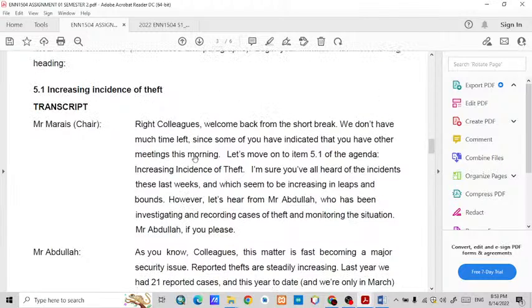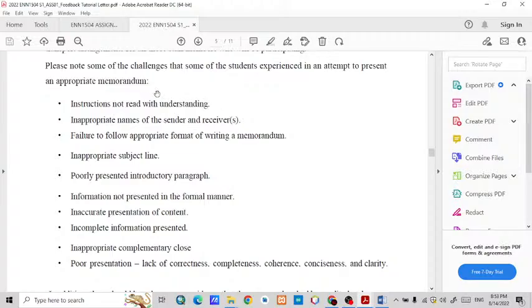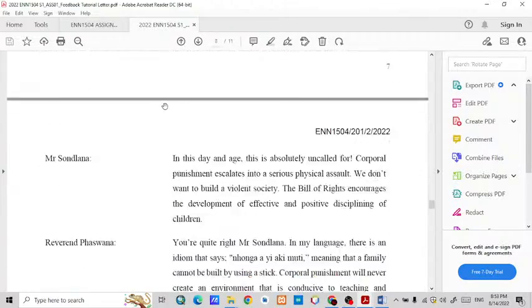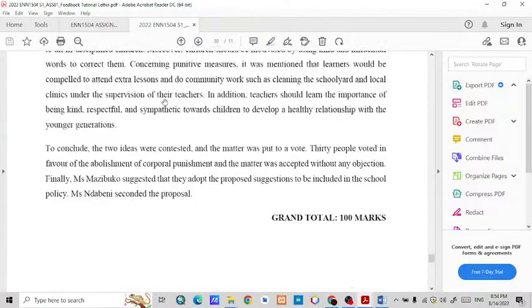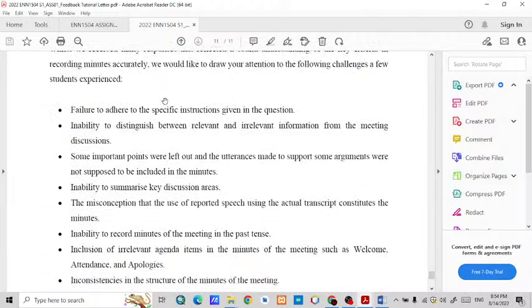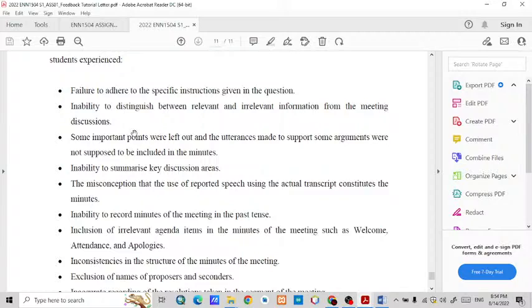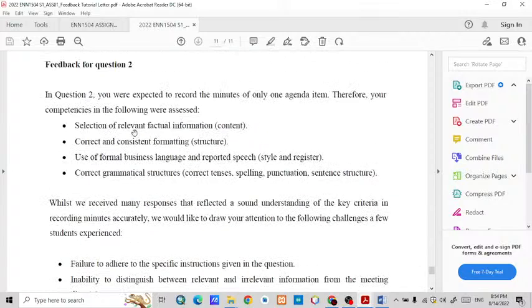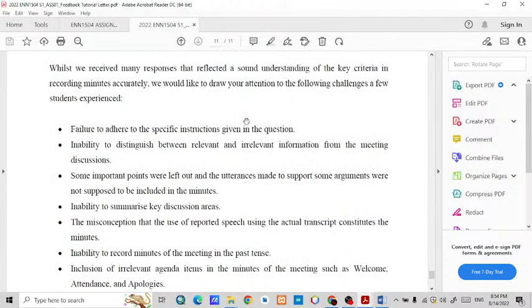When you're writing minutes, I think we should use the same approach as the previous one. Let's first go back to the feedback from last semester and look at the common mistakes that students make. Let me read through these, and then we can take it from there. Whilst we receive many responses that reflect a sound understanding of the key criteria in recording minutes accurately, we would like to draw your attention to the following challenges a few students experience.